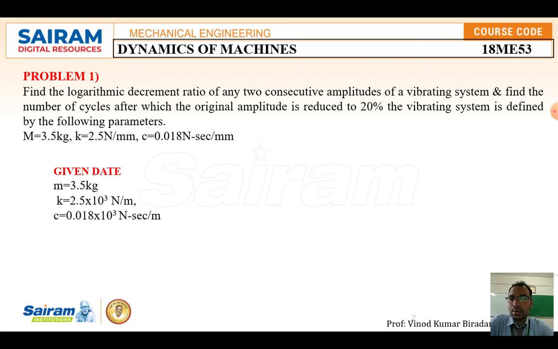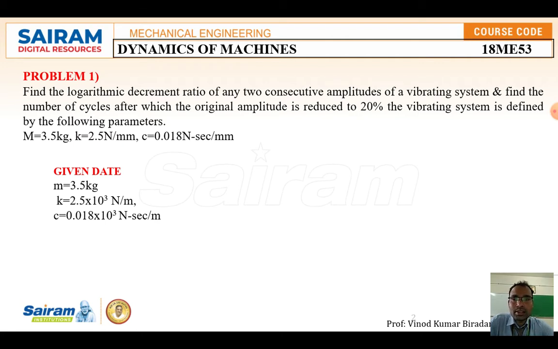Mass is given as 3.5 kg. Normally mass is denoted by small m, not capital M, so here it was a mistake. Small m is equal to 3.5 kg, stiffness is 2.5 Newton per mm, and damping C is equal to 0.018 Newton second per mm. This is the question they gave.